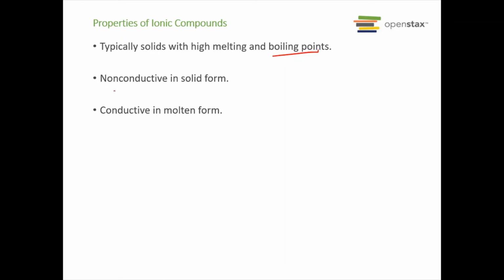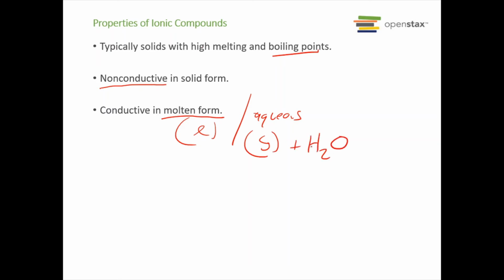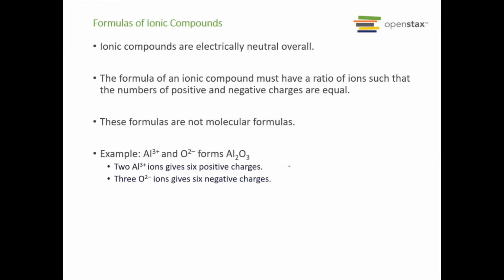When it's a solid, it's non-conductive, and it is conductive in what's called the molten form, meaning you heat it up so much that it becomes a liquid. I also want to add that it's also conductive when it's aqueous. What does that mean? It's when the ionic compound is dissolved in water. So if I were to take salt and put it in water and pass an electrical current through it, it's going to conduct electricity really well.